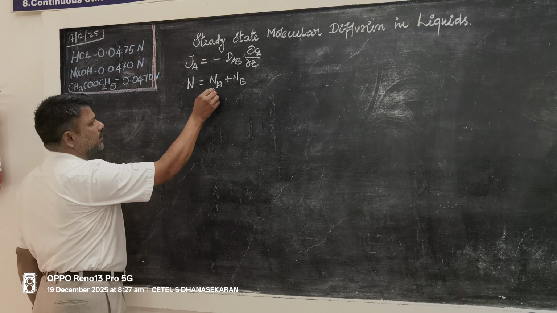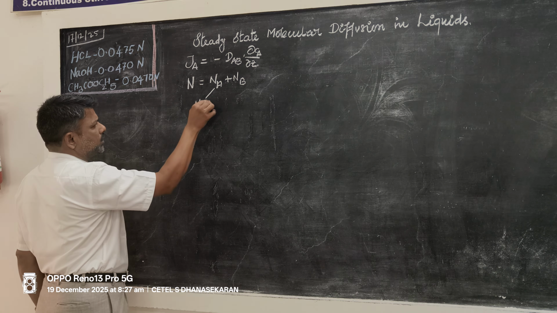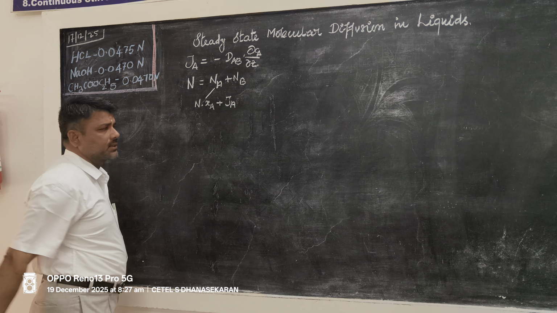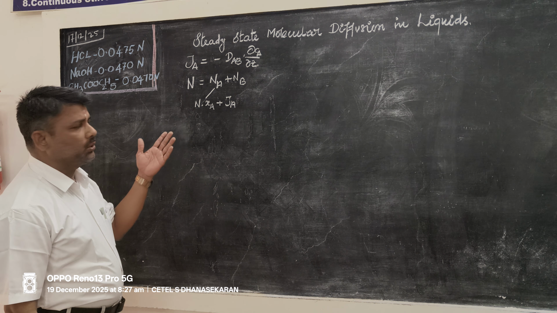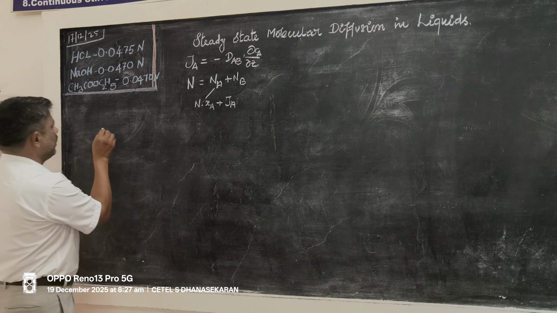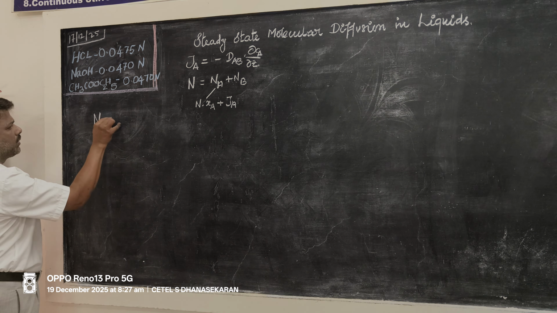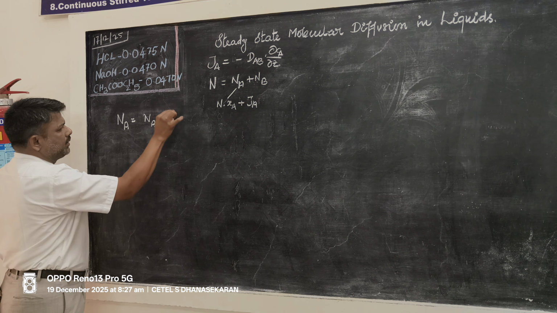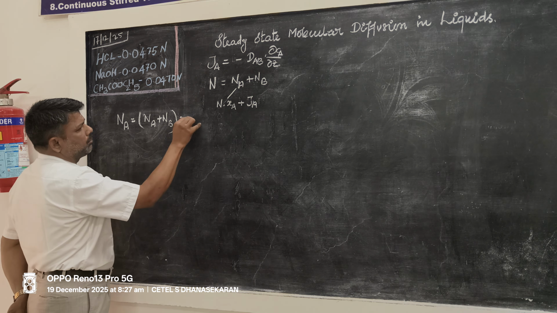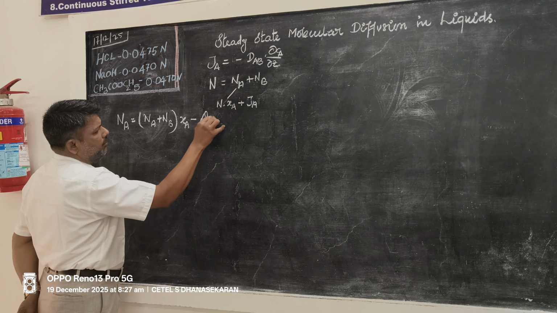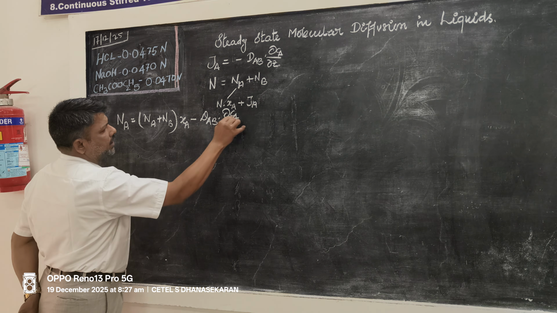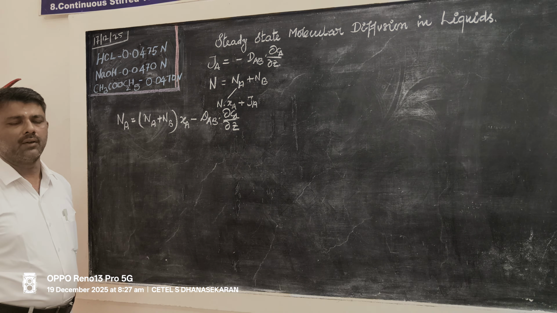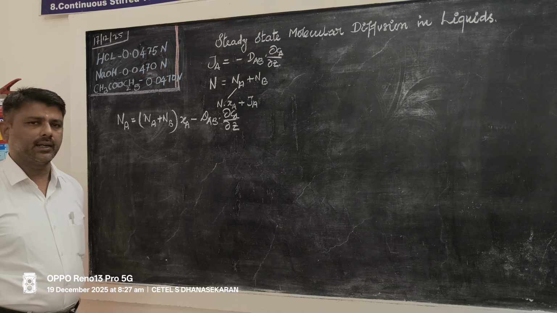Next, the total flux N is equal to NA plus NB, where NA and NB are made up of two parts. For NA, this is total flux into XA and JA. We already discussed a lot, hence I am straight away going to write the equation. So NA is equal to (NA plus NB) into XA minus DAB into dou CA divided by dou Z. This is the base equation to derive the flux of a compound in fluids at rest and in laminar flow.